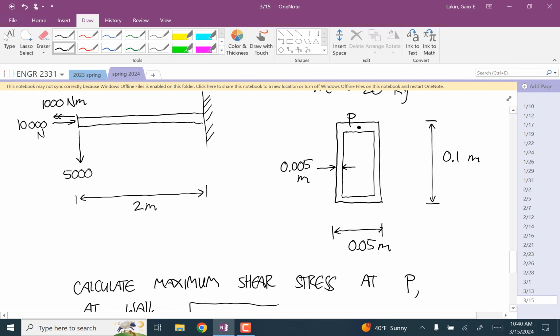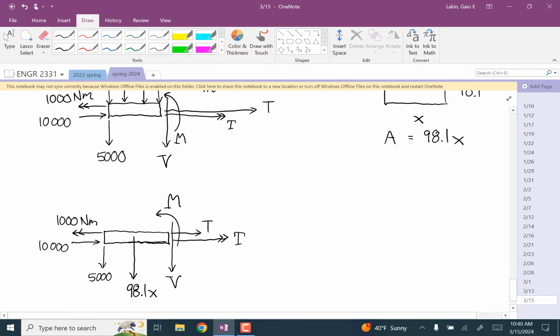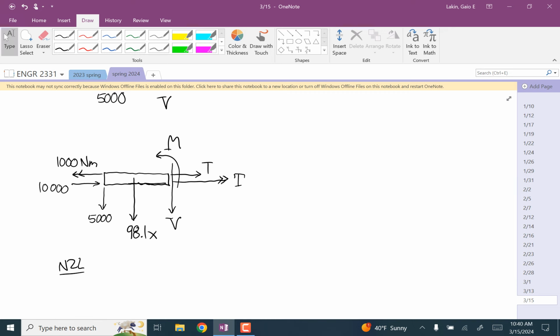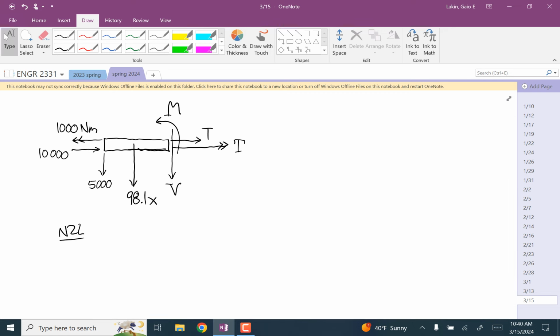But since all we're looking for is what's happening at the wall, there's not really any reason that I had to come up with internal loads as functions. I could have just done the cut at the wall, you know what I mean? And just gotten those. Instead of treating this as 98.1x, you could just plug in your 2 for everything and just get values at the wall. But I'm already committed here.